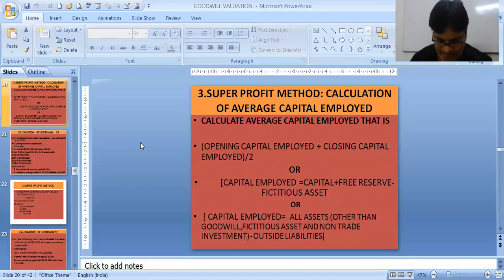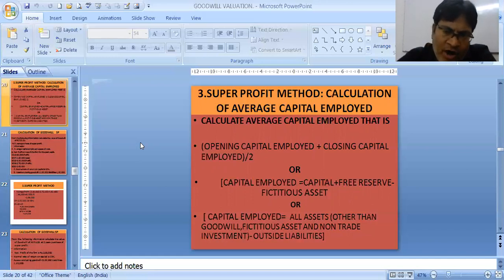It can be found through one more method, in which free reserves, fictitious assets, and capital are given. Then we will add capital plus free reserves minus fictitious assets. Free reserves can also be called reserves and surplus.